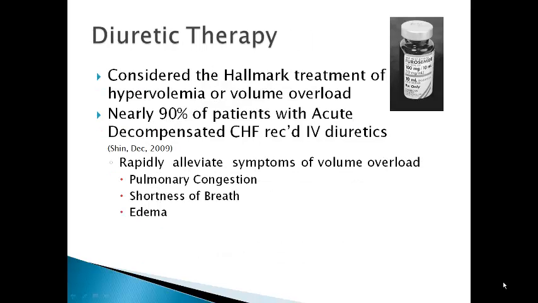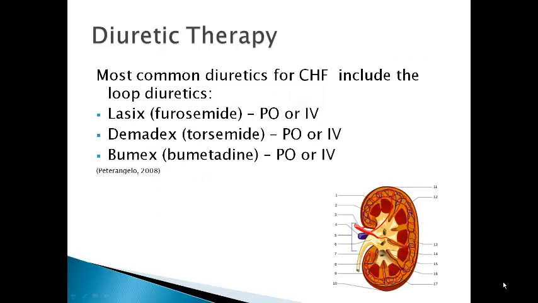Diuretic therapy is considered the hallmark treatment of hypervolemia or volume overload. Nearly 90% of patients with acute decompensated CHF receive IV diuretics during their hospital stay. These IV diuretics rapidly alleviate symptoms of volume overload, such as pulmonary congestion, shortness of breath, and edema. The most common diuretics for CHF include the loop diuretics, such as Lasix, Demadex, and Bumex. These can be given either PO or IV.